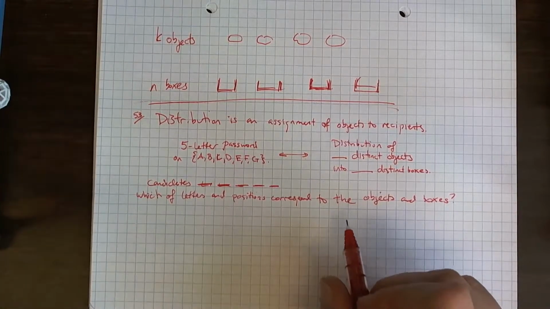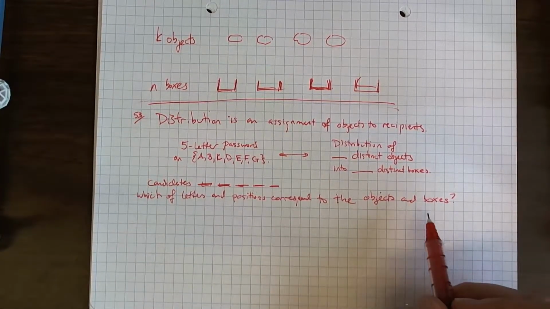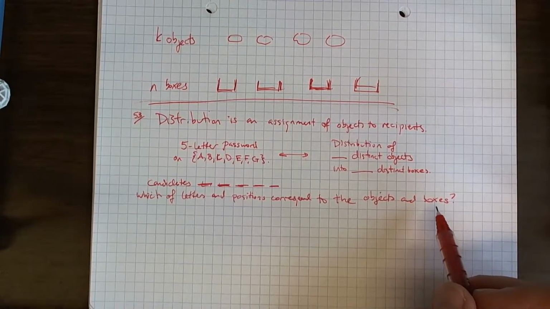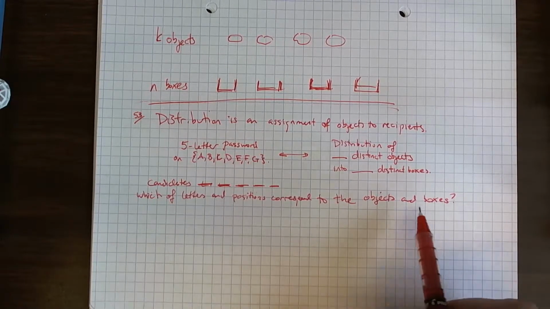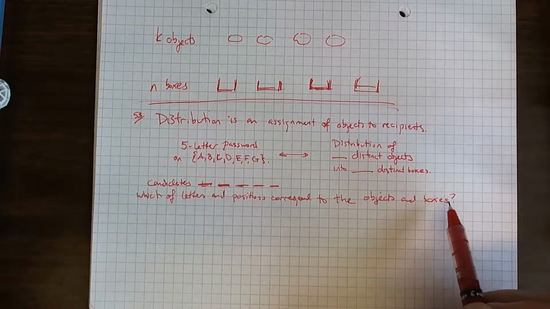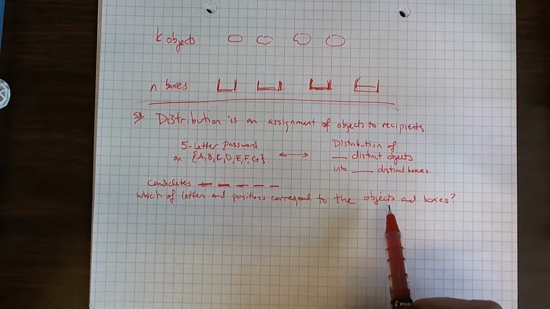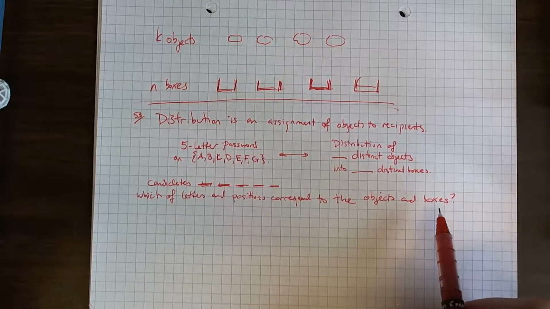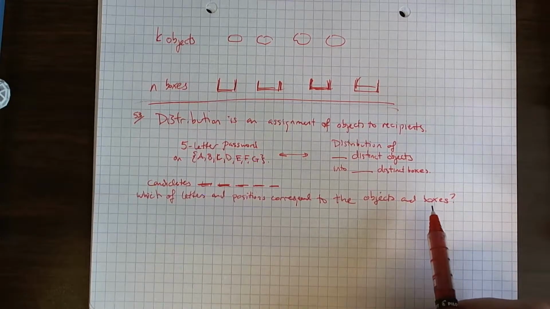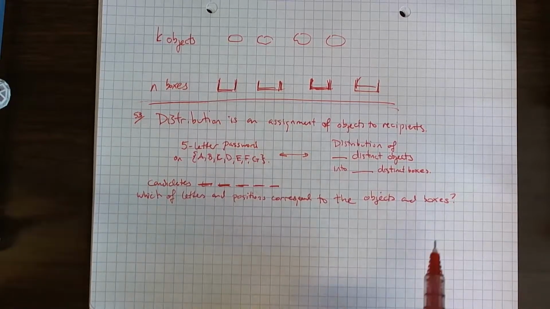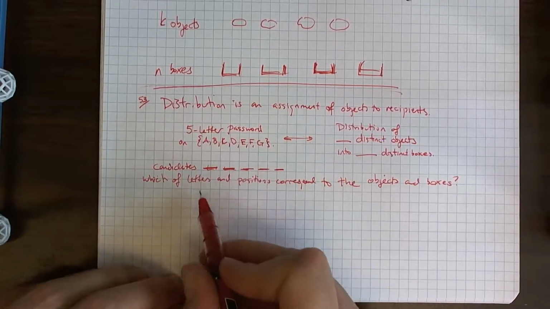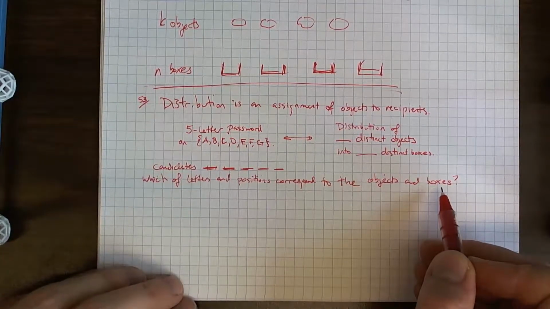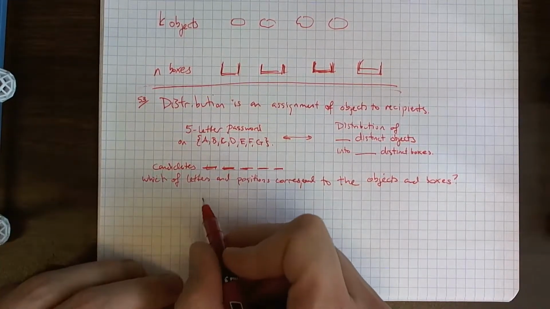All right, so now this is something that I want you to think about. I want you to actually pause the video for 5 minutes, think about it. Which ones of these are the objects and which ones are the boxes? So pause the video, think about it, and then come back. All right, welcome back. We need to figure out which ones are the objects and which ones are the boxes.